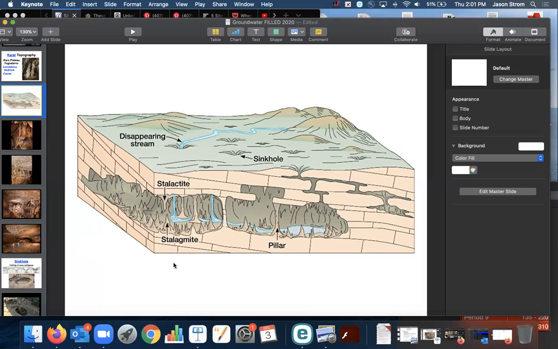Not all caves are in limestone, but the vast majority are because of this process. One surface feature that is characteristic of karst topography are sinkholes. And these are things that we have here in Indiana. And again, a lot in southern Indiana, there are a lot of sinkholes. Some are big, some are small.